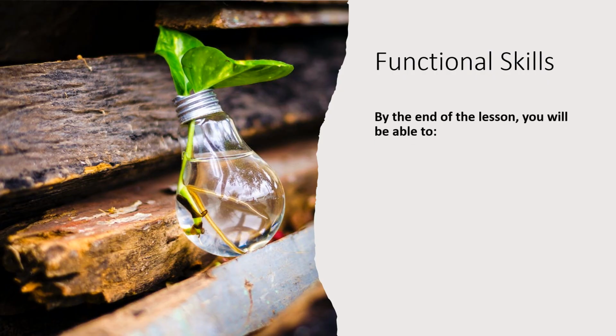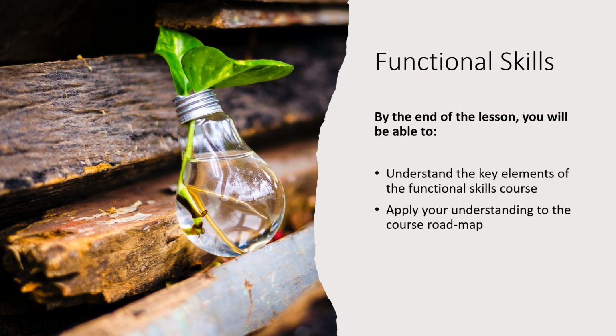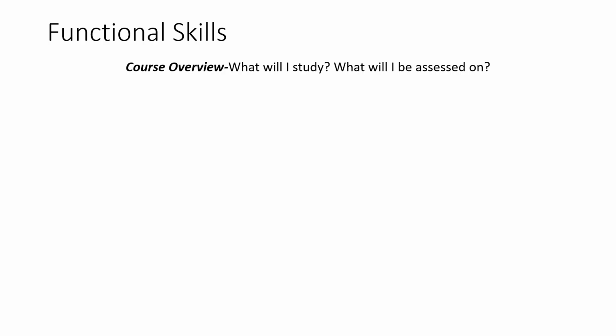By the end of this lesson, you should be able to understand the key elements of the functional skills course, apply your understanding to the course roadmap, and evaluate a text to understand audience, purpose and form. Course overview. What will I study? What will I be assessed on?